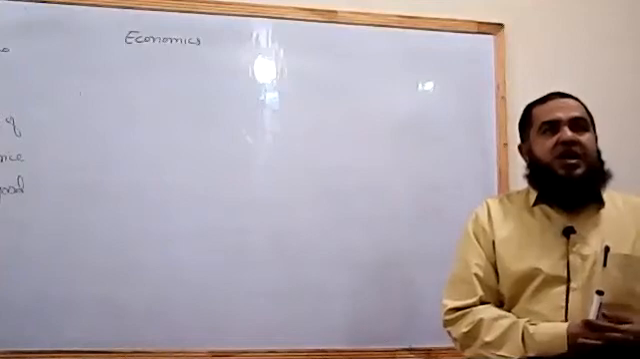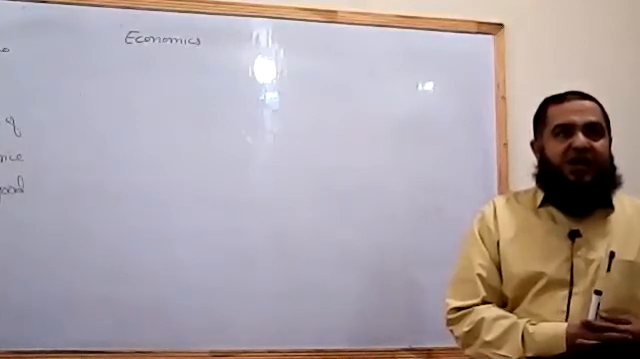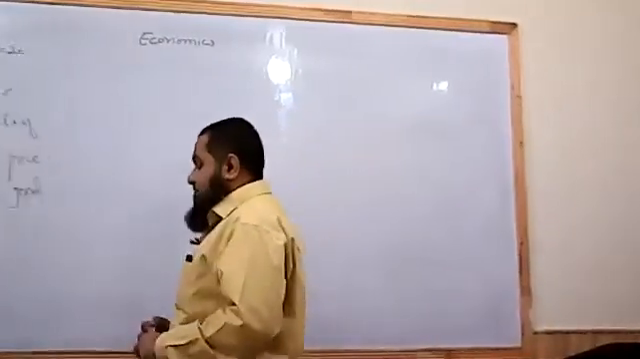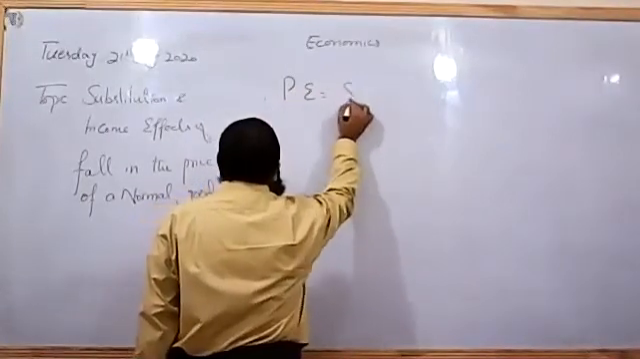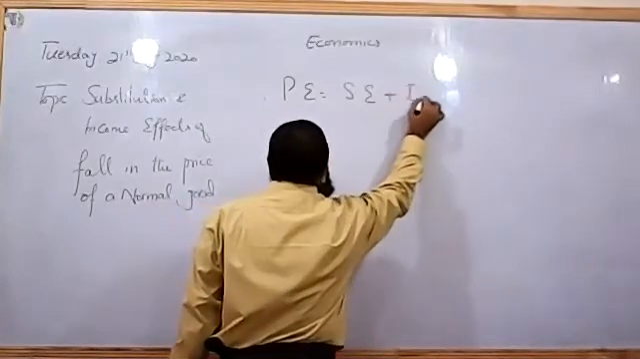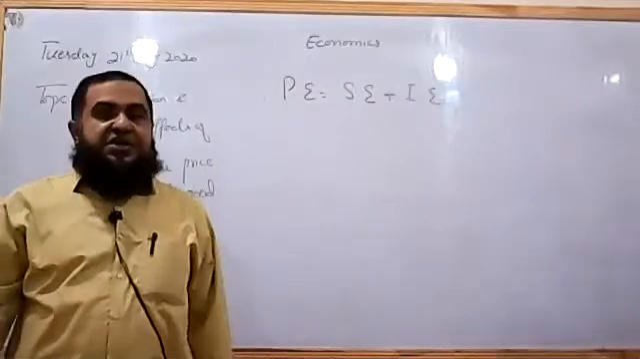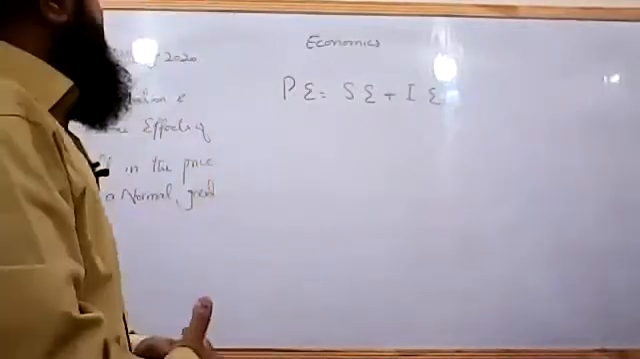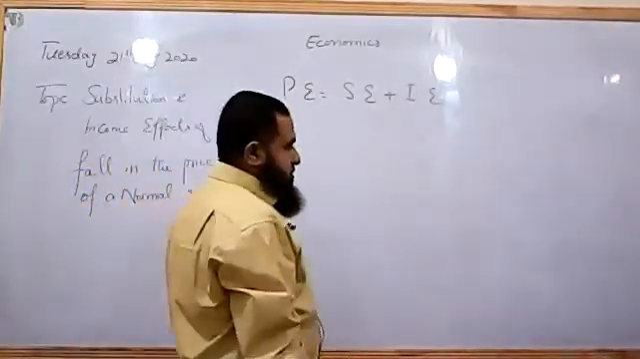So we say the total effect of the price change can be divided into two effects. One is called the price substitution effect, and another is called the income effect. These two effects we are going to study today, and how they can be analyzed by using the indifference curve and budget line approach.